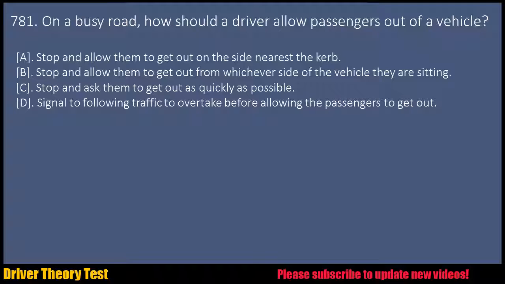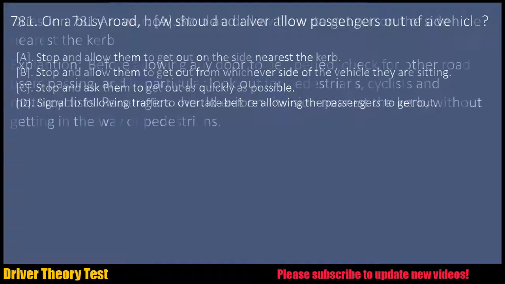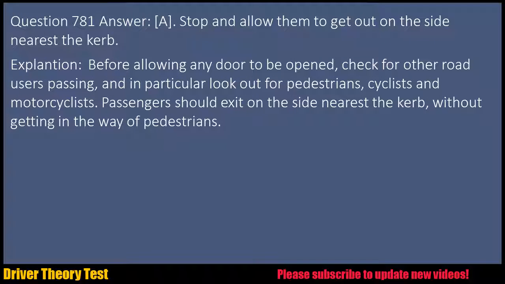Question 781. On a busy road, how should a driver allow passengers out of a vehicle? A. Stop and allow them to get out on the side nearest the curb. B. Stop and allow them to get out from whichever side of the vehicle they are sitting. C. Stop and ask them to get out as quickly as possible. D. Signal to following traffic to overtake before allowing the passengers to get out. Question 781. Answer: A. Stop and allow them to get out on the side nearest the curb.